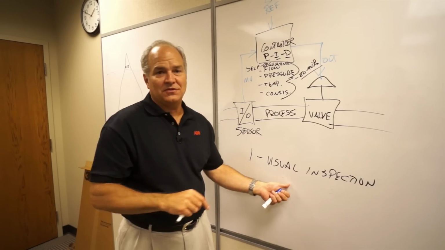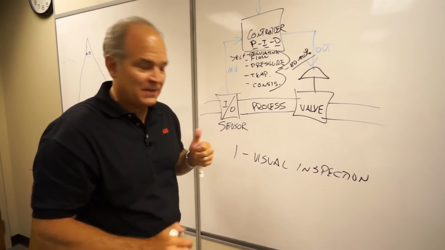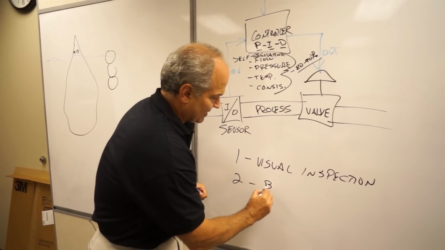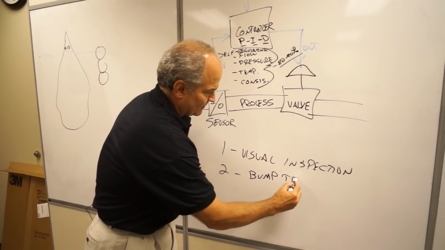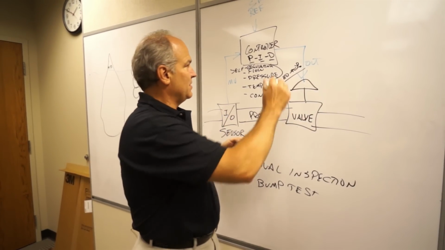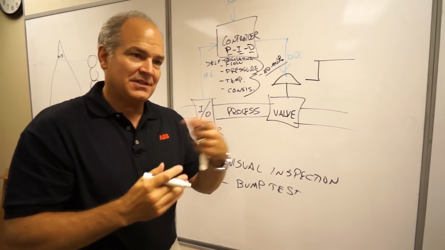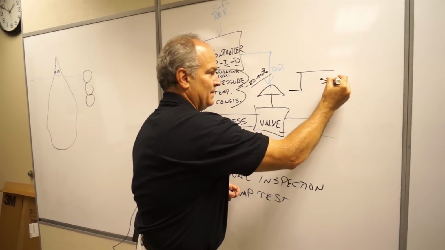So the first thing you do is a visual inspection. Look at the valve, look at the sensor, look the thing over. Second thing you want to do is a bump test. So what's a bump test? Well, what we're going to do here is come down here and inject energy. We want to do a step change. This is what's called a step.